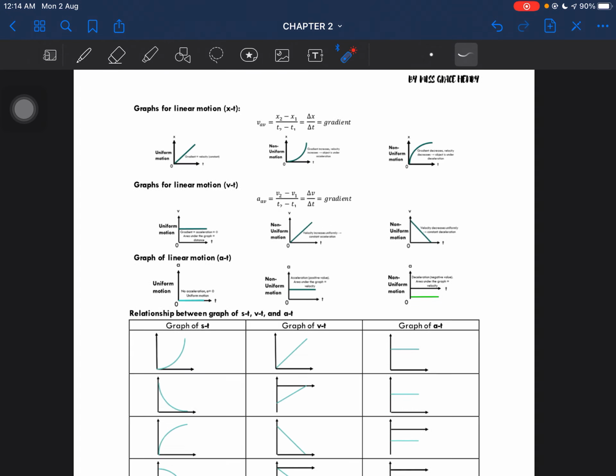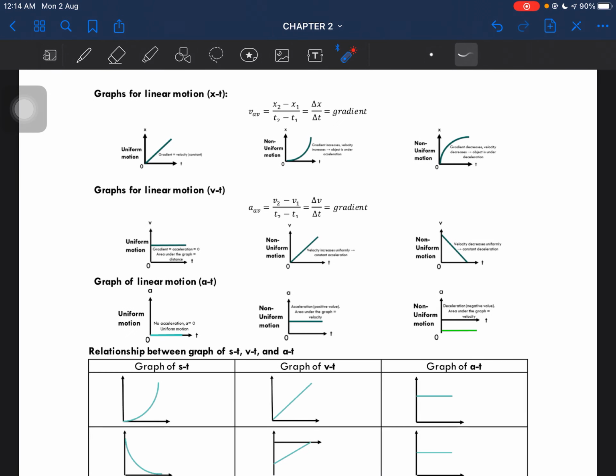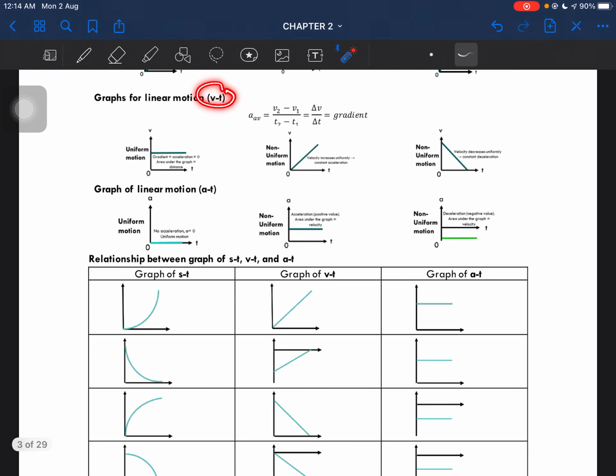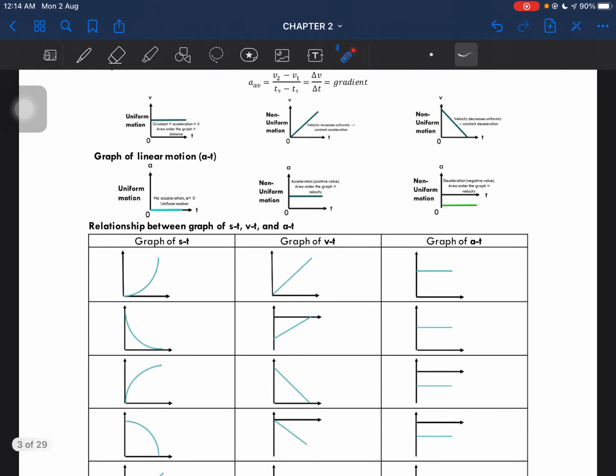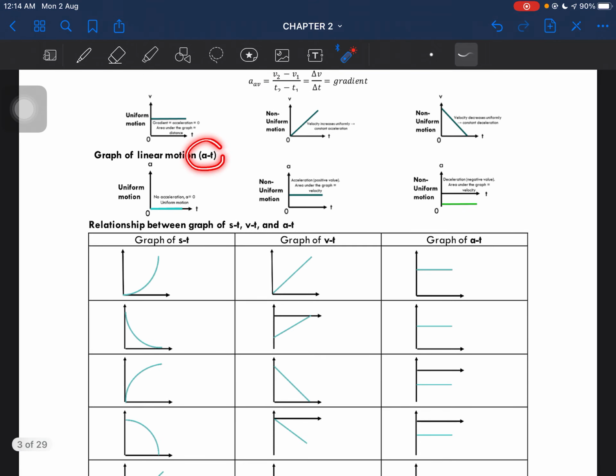Okay, right. So these are some of the graphs for linear motion, in which x-t actually means s-t, which is the displacement against time graph. So what does it give us? It tells us the velocity. Okay, the gradient tells us about the velocity. Then for velocity against time graph, it tells us about the acceleration. And then for linear motion, this is just the acceleration against time graph.